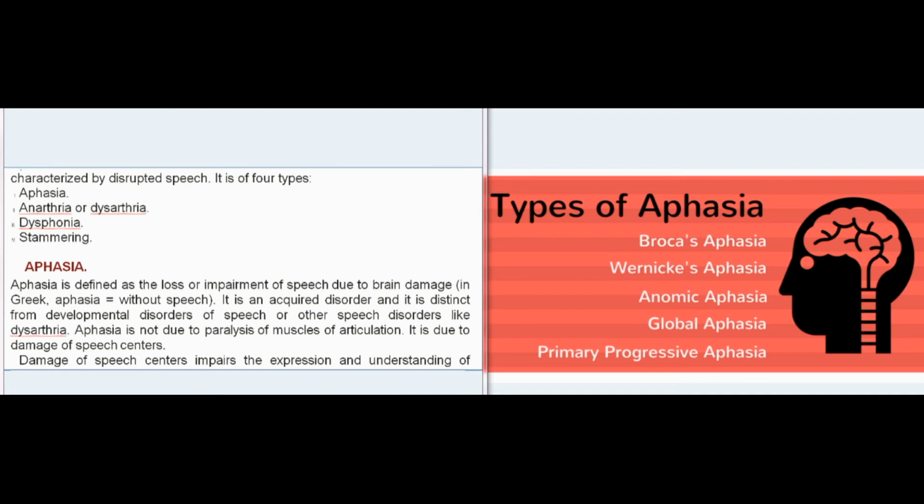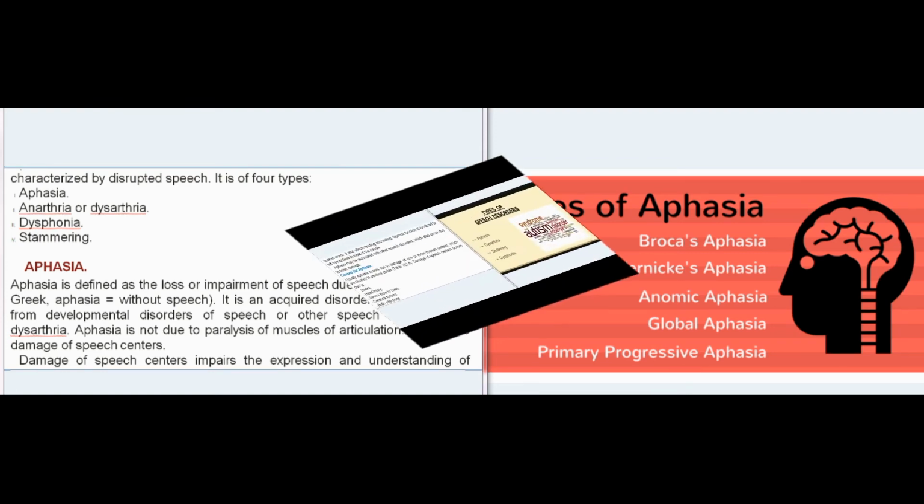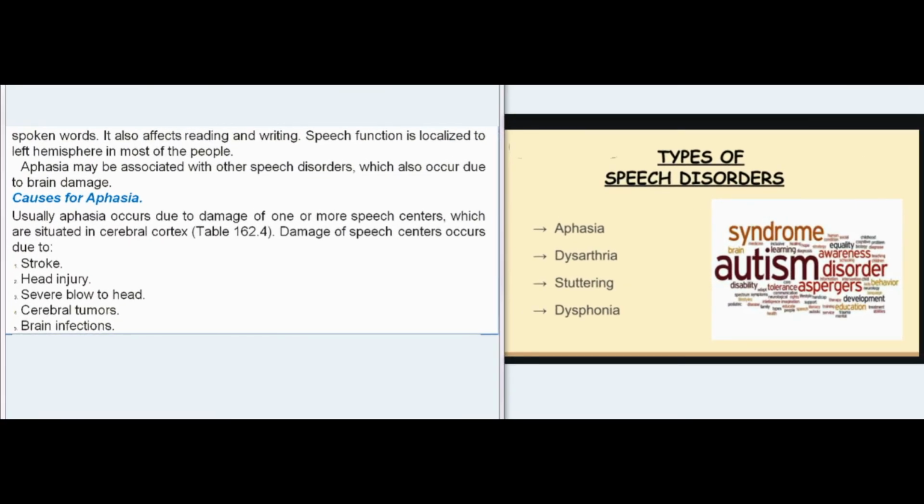Aphasia is not due to paralysis of muscles of articulation. It is due to damage of speech centers. Damage of speech centers impairs the expression and understanding of spoken words. It also affects reading and writing. Speech function is localized to left hemisphere in most of the people. Aphasia may be associated with other speech disorders, which also occur due to brain damage.